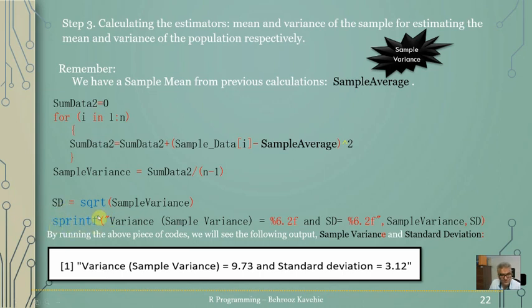We use the sprintf function again to print our results. This time I want it to show both variance and standard deviation at the same time. As before, I need a phrase and a format in quotation marks, again a phrase and a format in quotation marks. At the end, the values of sample variance and SD are going to be shown where the %f and %f are. Take a look at the output. Sample variance is equal to 9.37 and the standard deviation is equal to 3.12.